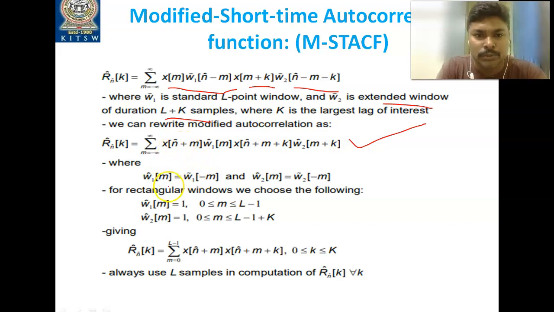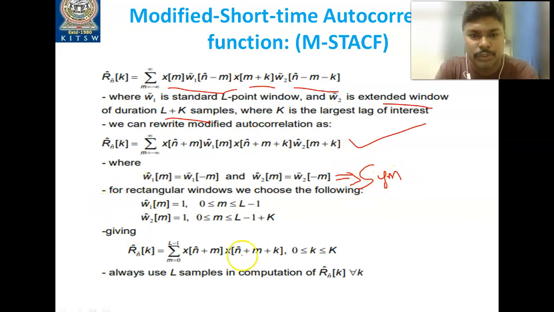Now we need to define what w1 cap of m and w2 cap of m are. Here we need to understand that w1 cap of m equals w1 cap of minus m, following the symmetry property. Similarly, w2 of m equals w2 of minus m, which also follows the property of symmetry. Please understand, this is the symmetry property.